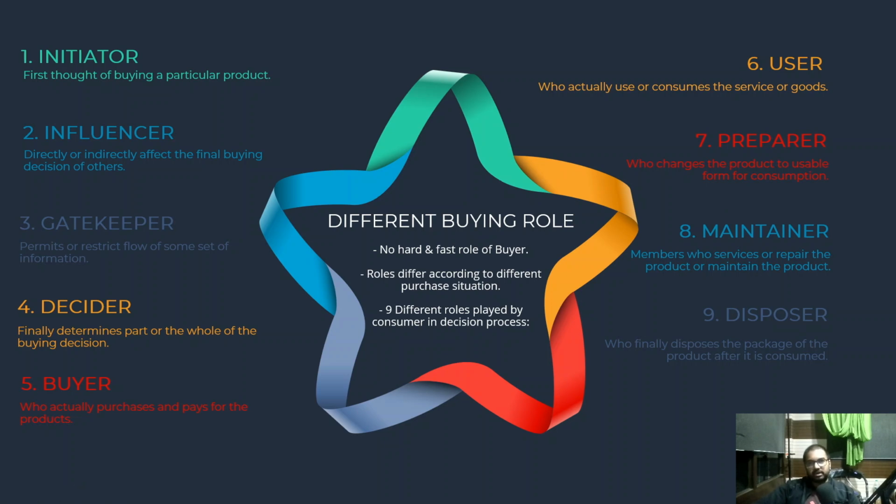So, when a consumer is in the market for buying a product, a marketer knows that there is no single role which a buyer plays in the market, and that role is not hard and fast in nature. According to the purchasing situation, the behavior or role of the buyer keeps on changing. Basically, we can boil down to nine different roles played by our consumer when he is making that purchasing decision. First and foremost, we have the role called initiator.